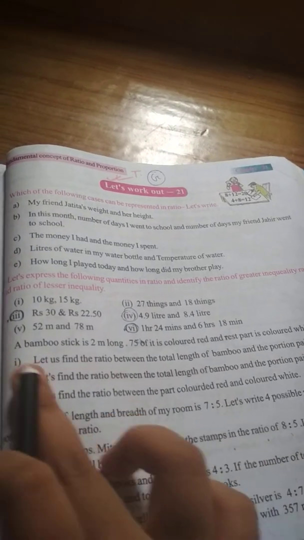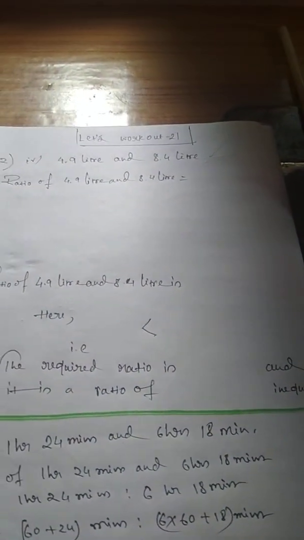Okay, so coming to these sums. This number 4 and number 6 I will do for you. Let's express the following quantities in ratio and identify the ratio of greater inequality and ratio of lesser inequality. Okay, so coming to the copy, this one.